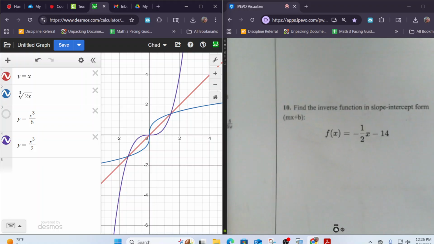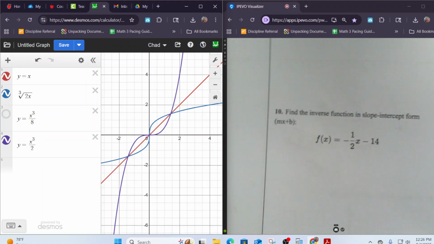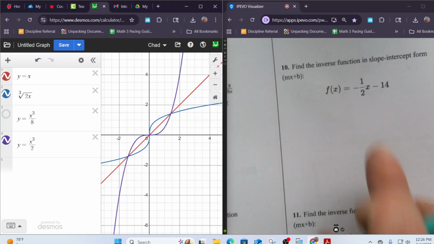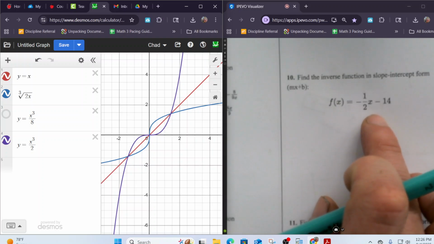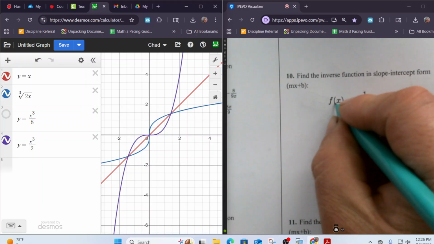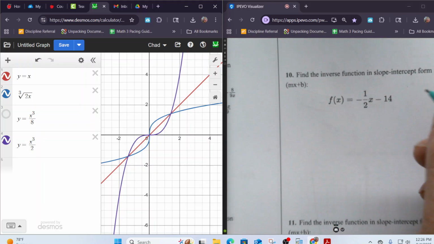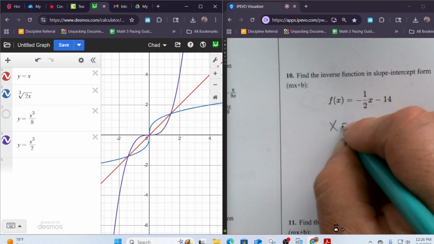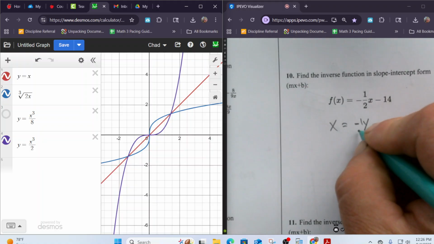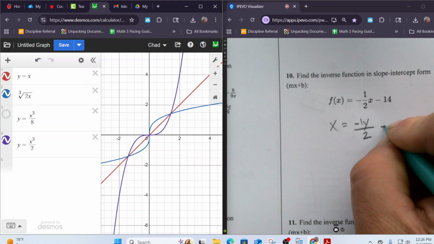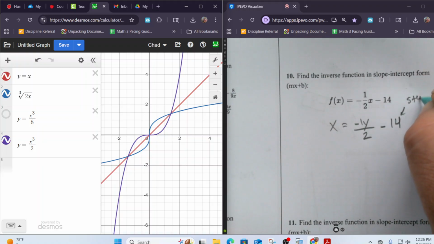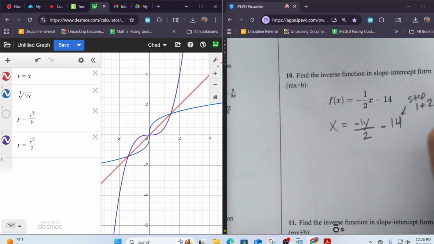Okay. Now, guys, this is just finding the inverse of a linear function. Remember, there's 2 steps we start with. We change this to y and swap x and y's position. So it's going to be x equals. That's steps 1 and 2.